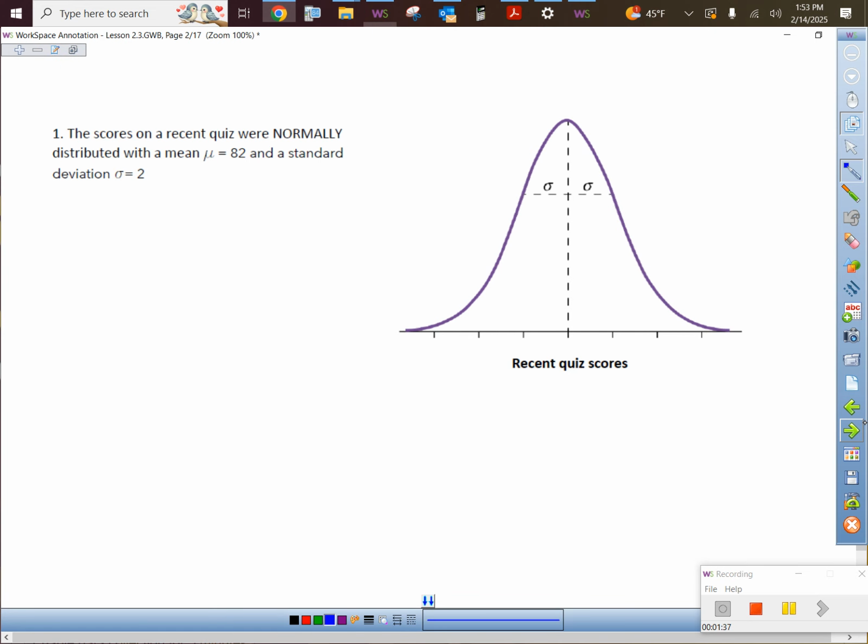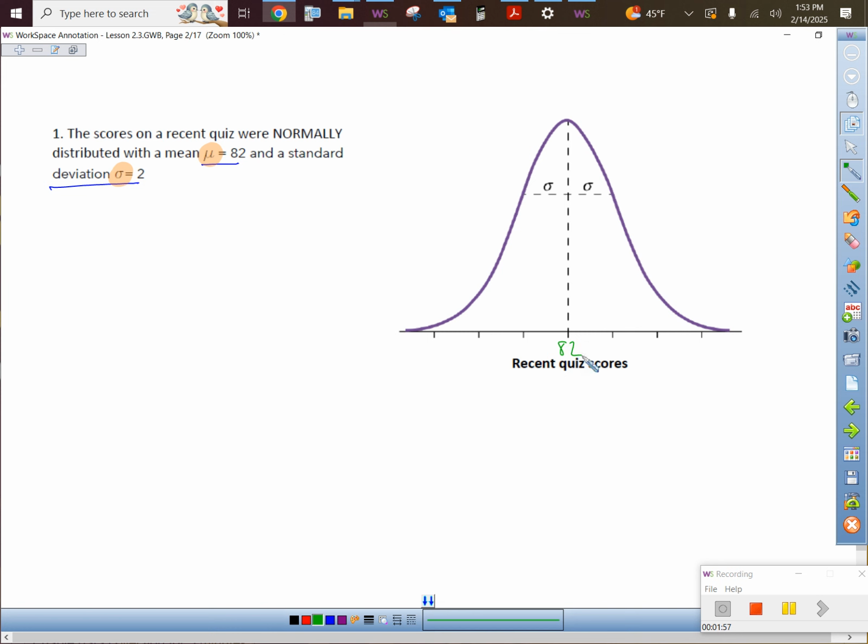So here's what we got. The scores of a recent quiz were normally distributed with a mean of 82 and a standard deviation of 2. Do you see they use these little symbols right here as well for all that stuff? But they also use the words. They say, fill out the normal curve. Here's an easy way to do it. The mean always goes right here.